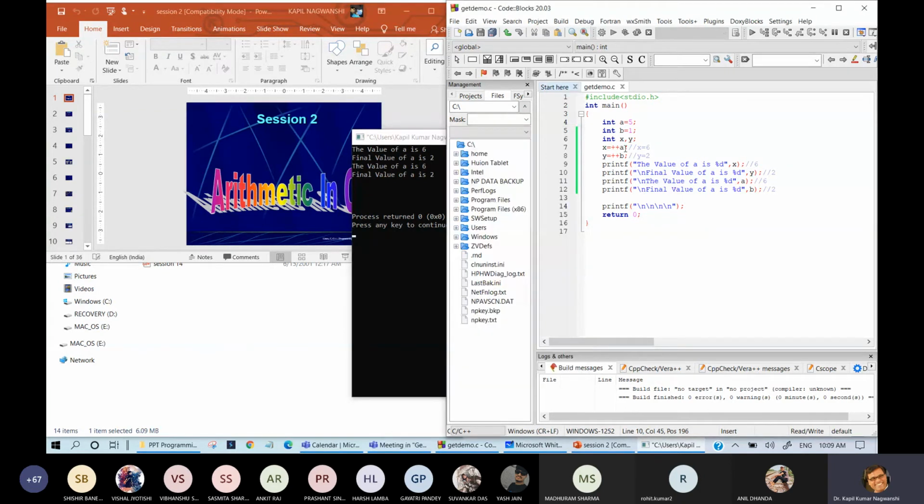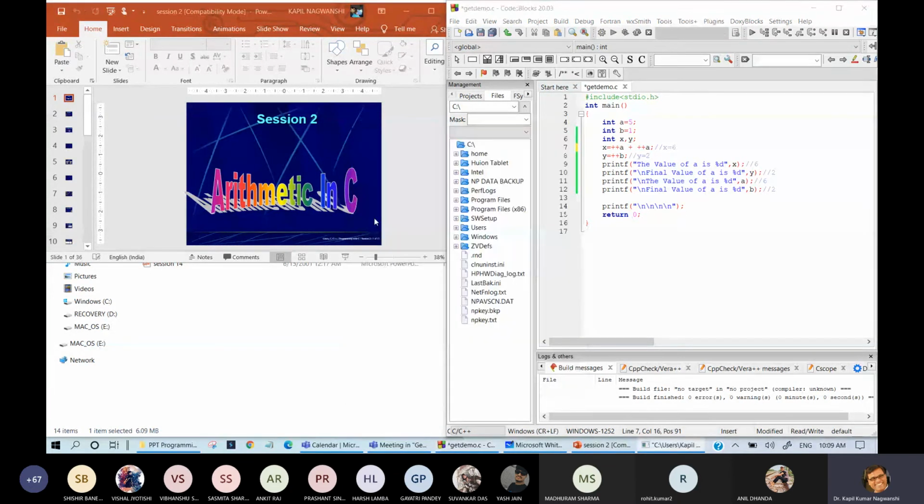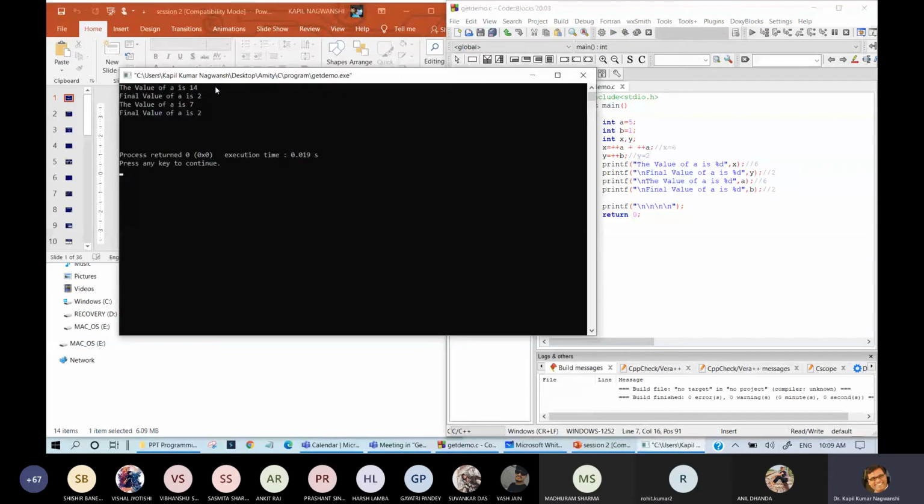If I am writing this plus plus a plus a, it will give you 12, or 14. It will be 14, the answer. Yes, sir, 14. So this is 14. Fine. So be careful. Post increment will do all the increment first and finally it will give you output.